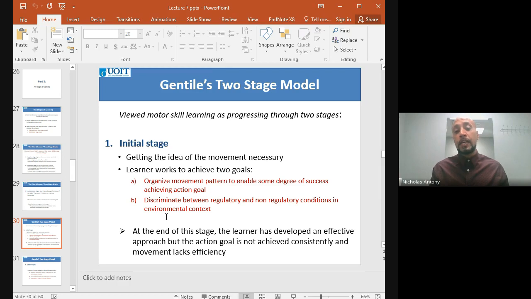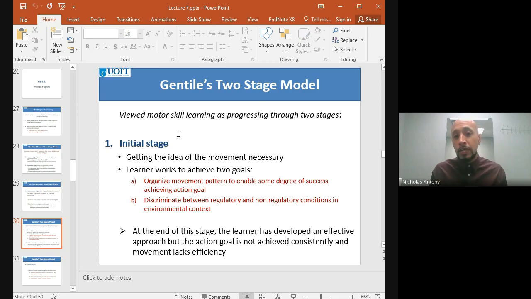At the end of this stage, in this case the end of the associative stage, they're able to discriminate in the environment between regulatory and non-regulatory conditions. The learner has developed an effective approach, but they still lack consistency and efficiency. They still need to refine their movements, but in the initial stage they have figured out what to do through experience and repetition, and now they understand regulatory conditions and non-regulatory conditions.